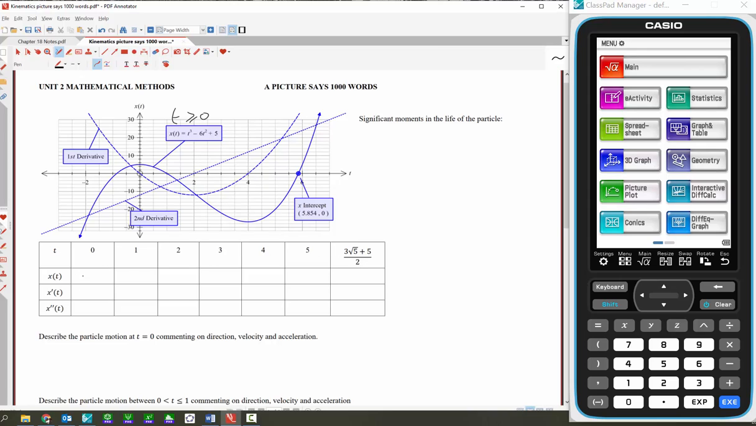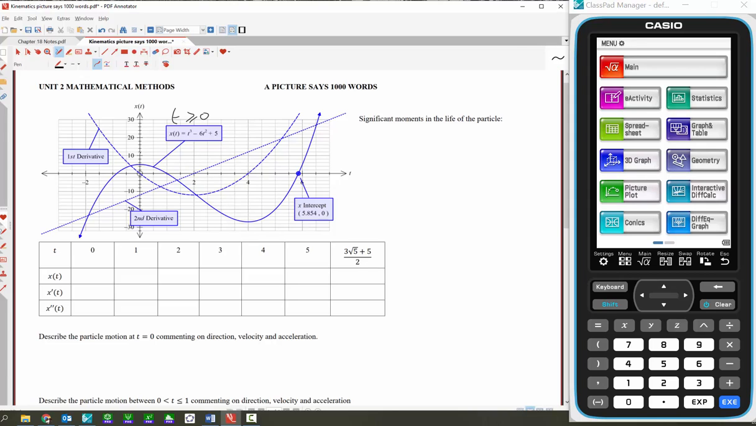And what we're going to find is x of t, x dash t, and x double dash t for each of these values of t. So we're going to find out its position, its velocity, and its acceleration. And what we're going to do is talk about what is happening with the particle in question.